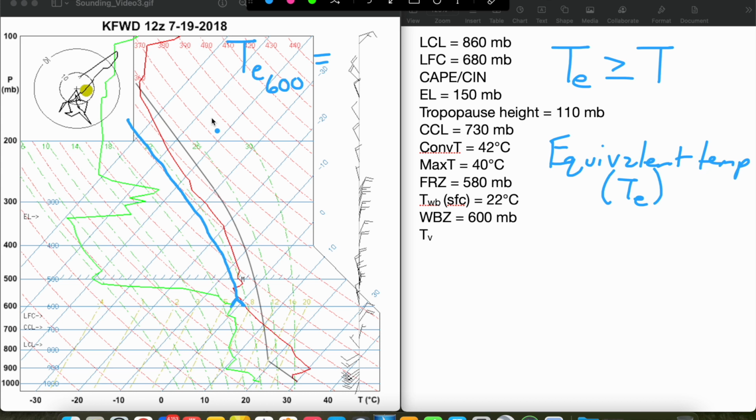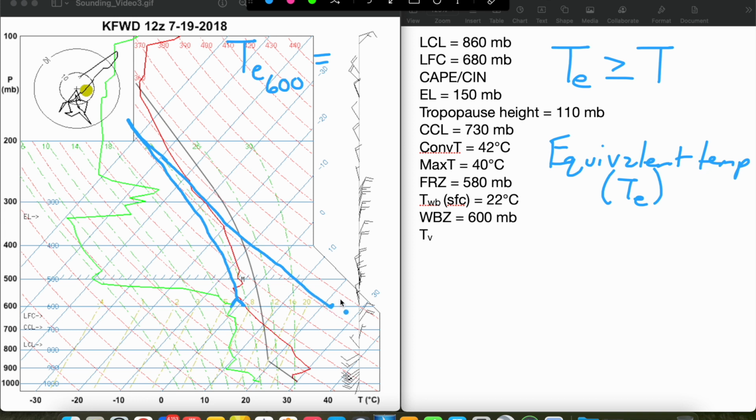Even 300 millibars is often adequate, but I like to go up to 200 millibars. And then what we're going to do is bring the parcel all the way back down along the dry adiabat back to the original pressure level. So we're going to follow the dry adiabat all the way back to 600 millibars. And the temperature, after we do that, is the equivalent temperature.